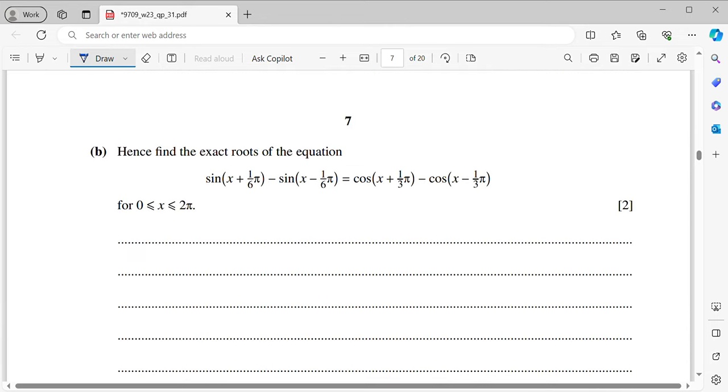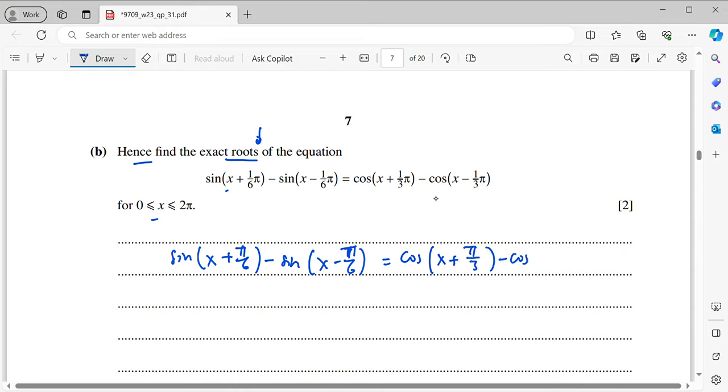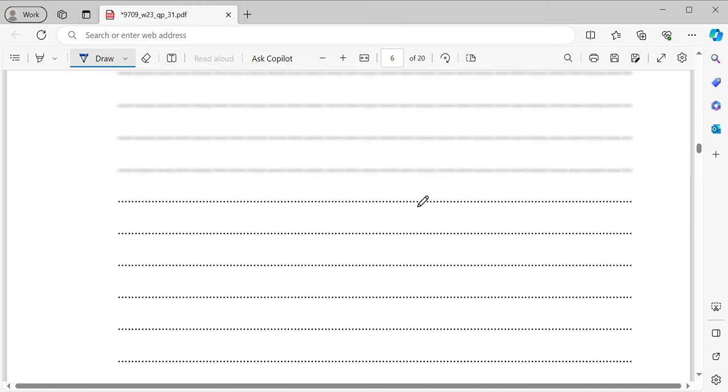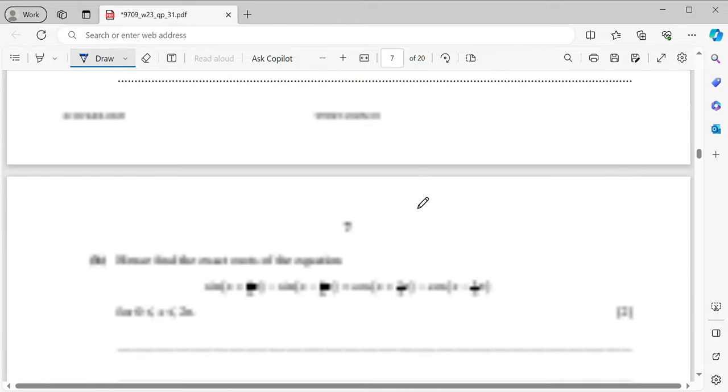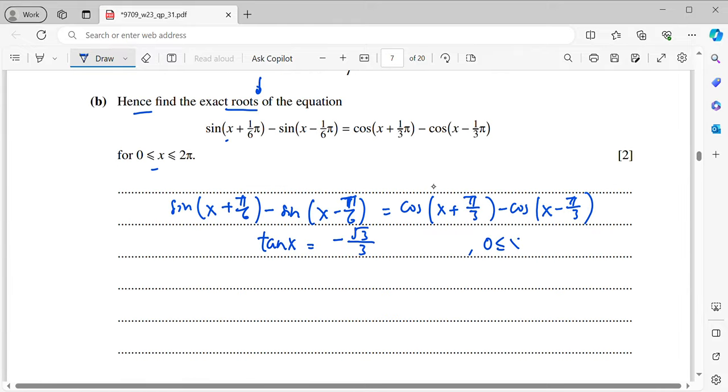Okay, now the next part is: hence, find the exact roots. Since x is the variable in the question, the roots means the x values. It will be more than one x because of the s in roots, of the equation for x between 0 and 2 pi. So basically you are solving the tangent expression that we have found just now. That means we are solving tangent x is negative root 3 over 3. We get it from the previous part. And then the domain is from 0 to 2 pi.